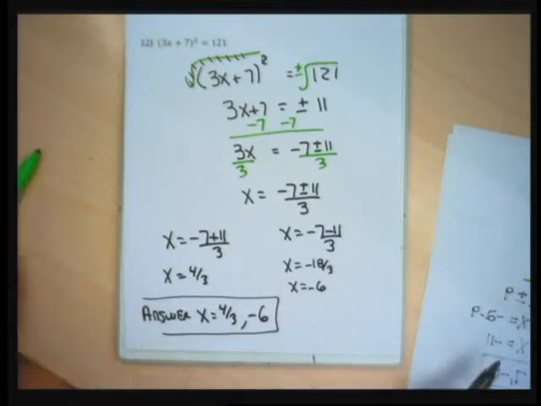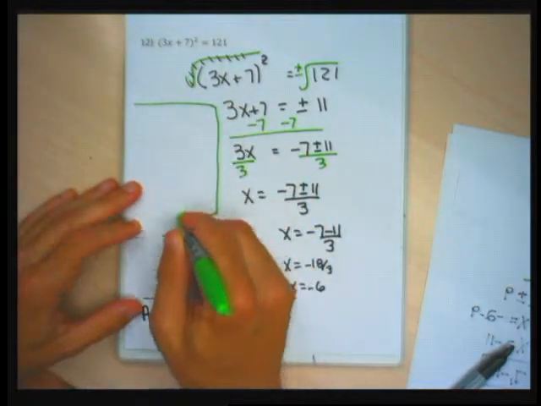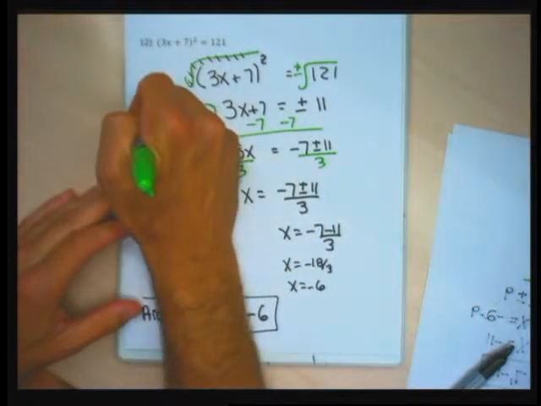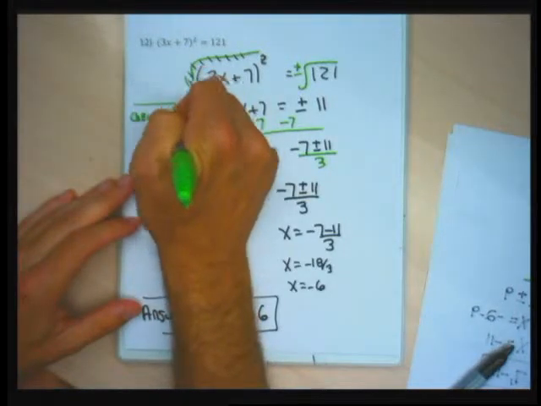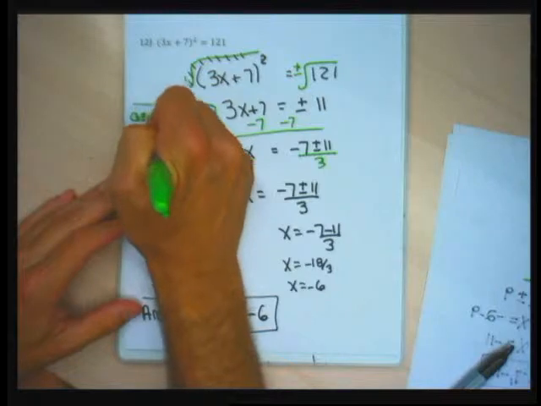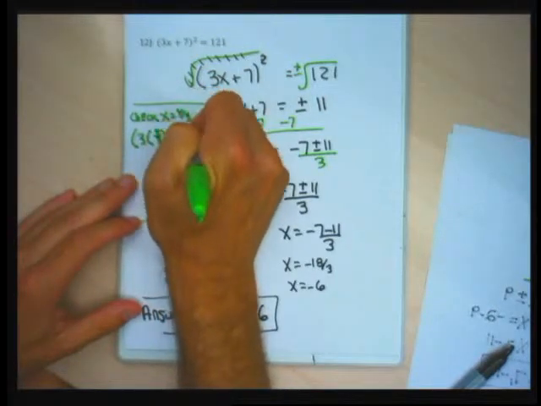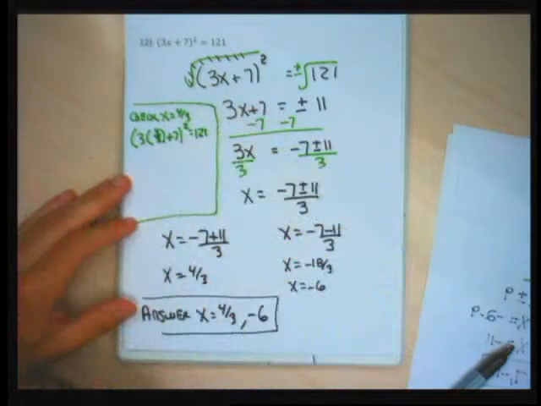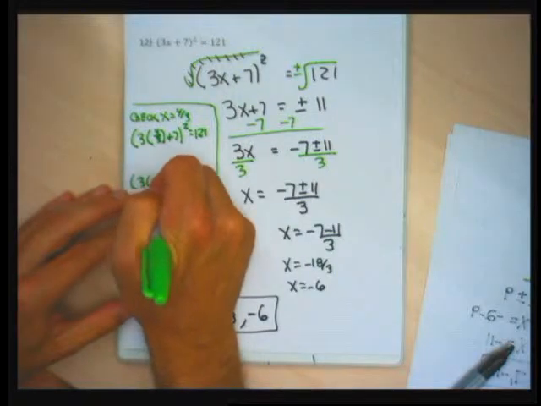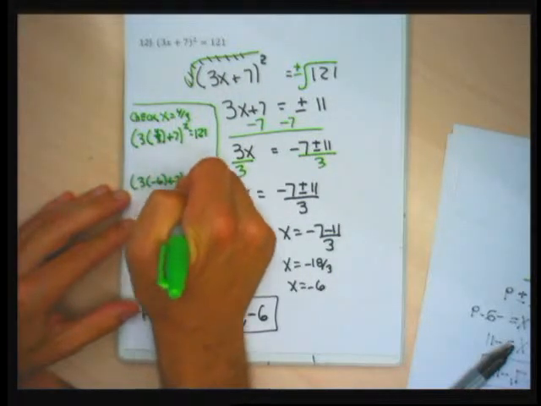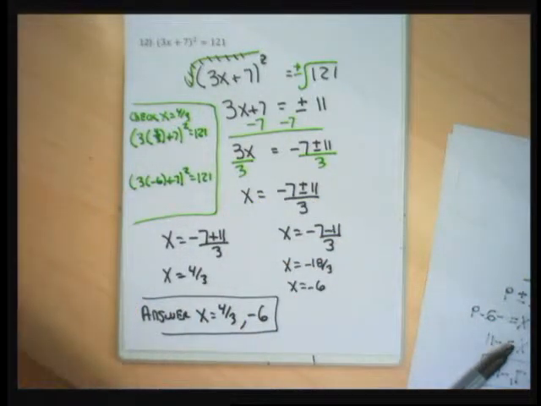I need to check each. I don't have a lot of room. I'm going to just try to check it right up here. So first I'm going to check the x equal to 4/3. I'm going to go 3 times 4/3 plus 7 squared. See if that equals 121. And then I'll do the negative 6. See if 3 times negative 6 plus 7 squared equals 121. So I'm going to check each separately. Hopefully they both come out real nice.